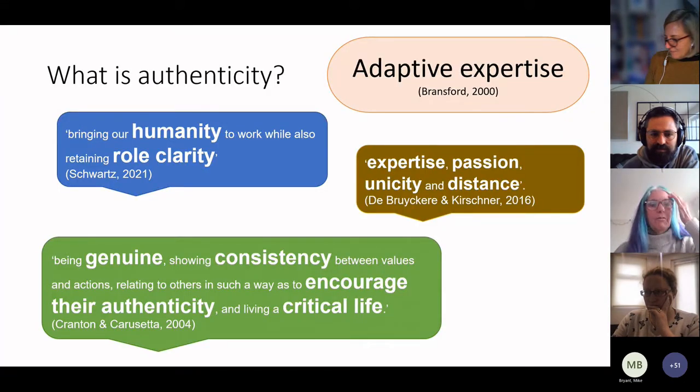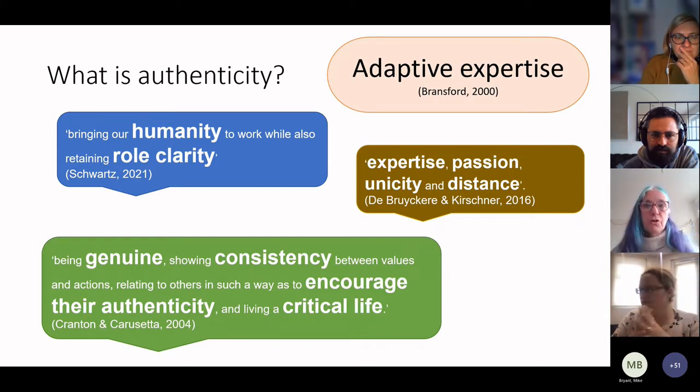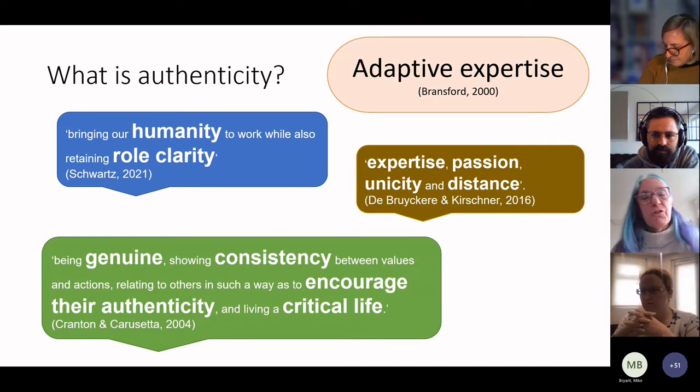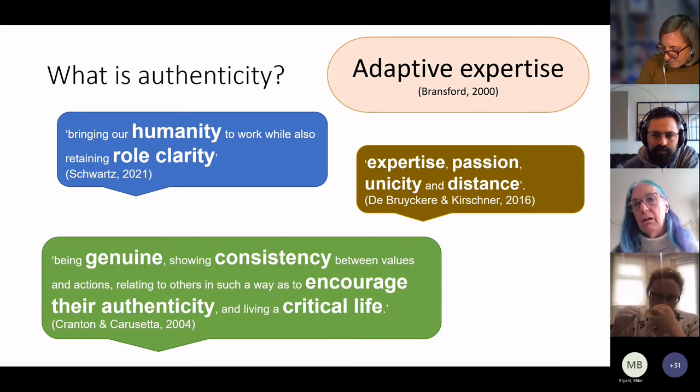So what is authenticity? I always like to give some definitions as a shared starting point. Schwartz says that it's bringing our humanity to work while retaining role clarity. So as teachers, that means that we are not trying to be exactly the same as our students. We have our role as teachers, but we're bringing our full, well-rounded human being to work.